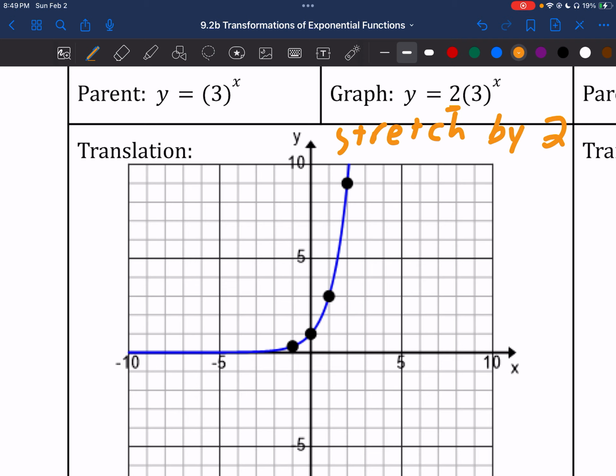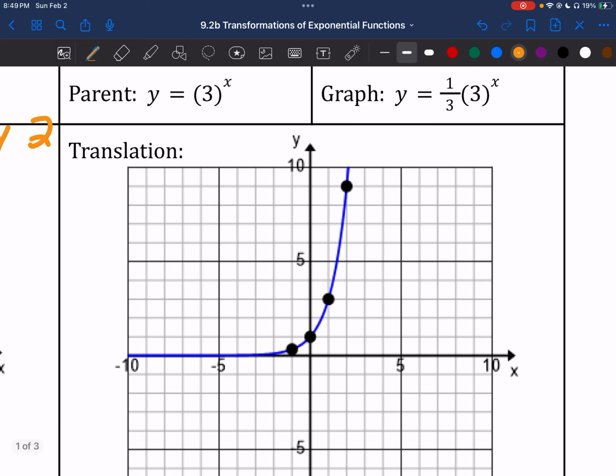So we've got that negative first power. That would be 1/3 times 2, which is 2/3. Anything to the 0 power is 1, times 2 is 2. 3 to the first power is 3, times 2 is 6. And then 3 to the second power is 9, times 2 is 18, which is going to be way off the graph. So again, our asymptote stays the same. But we see how quickly our graph is growing compared with our original parent function.